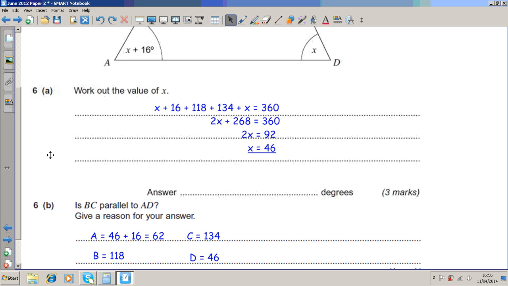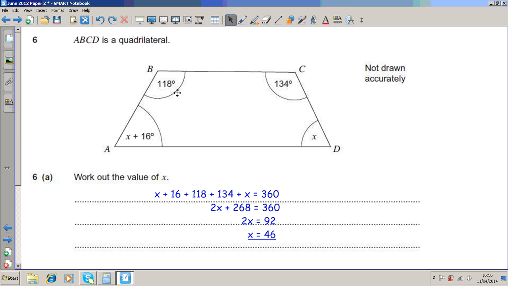Now if these two lines, BC and AD, are parallel to each other, then the two angles between them must add up to 180. The reason is because they're called supplementary angles. Supplementary angles means that if we've got two parallel lines and a line going between them, then the two angles in between them add up to 180 degrees. That's only if these are parallel to each other. So if these two add up to 180 and those two add up to 180, then these two lines must be parallel to each other.